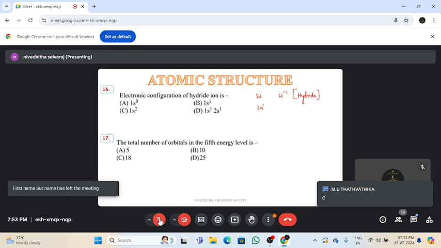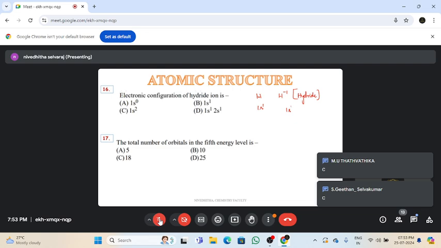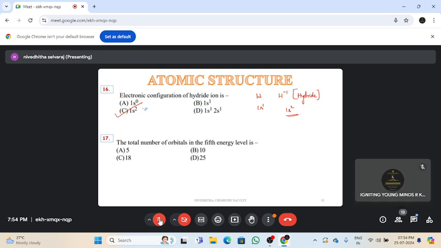It is 1s2. So the configuration is 1s2. So the answer is option C. Right. Okay. The total number of orbitals in fifth energy level is dash.